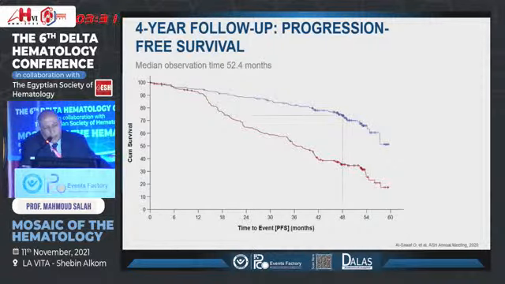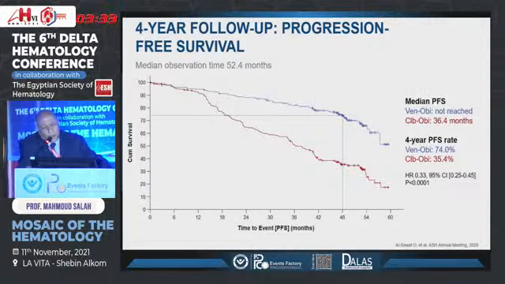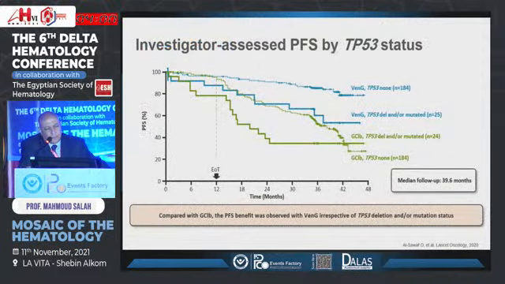Also, the 4-year follow-up, the median progression-free survival with the venetoclax and emtricitabine was not reached, while it was 36 months in the chlorambucil and emtricitabine. And 4-year progression-free survival rate in the venetoclax emtricitabine arm was 74%, comparing with the 35% in the chlorambucil and emtricitabine.